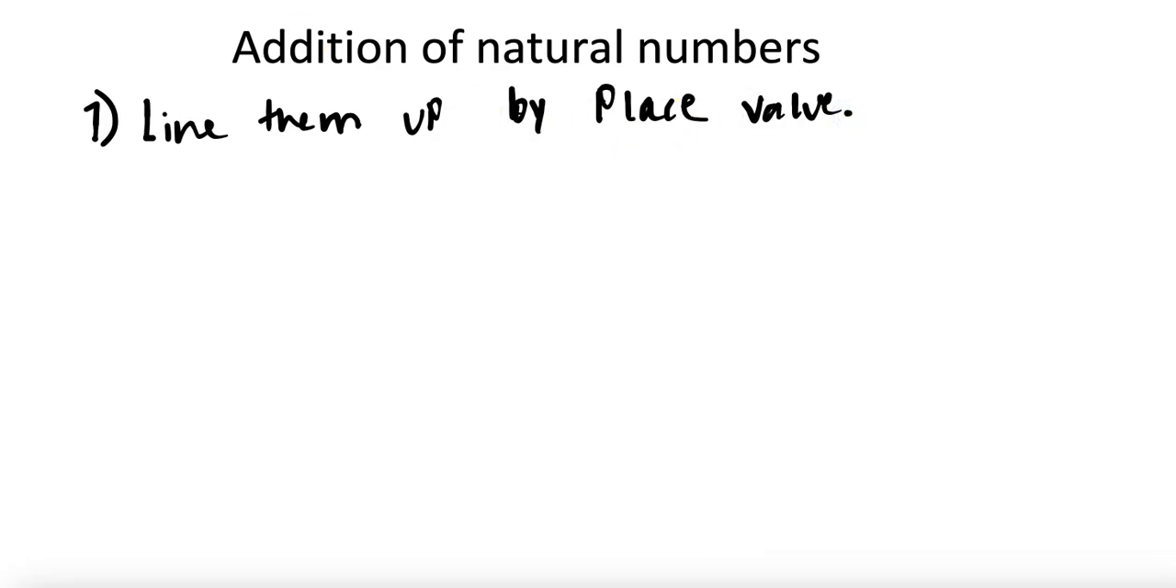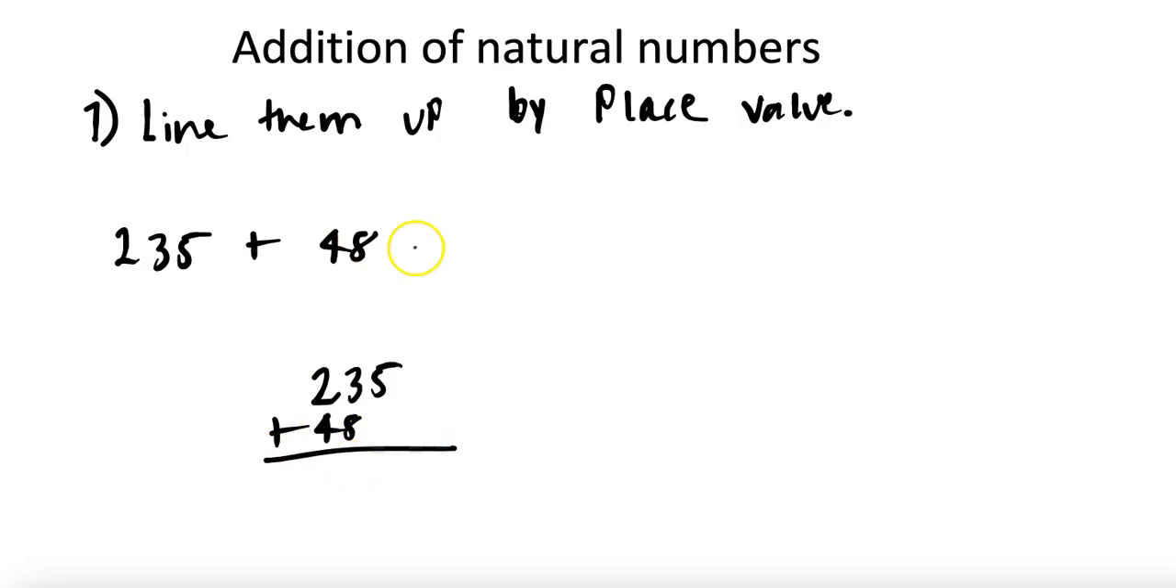Let's say that we had the following problem. Add 235 plus 48. Okay? Maybe we write it like this, 235 plus 48, right? And then we add. This is a big no-no. This is incorrect. Why is that? Because the place value of each digit is not in the right place. We are not adding the same place values.